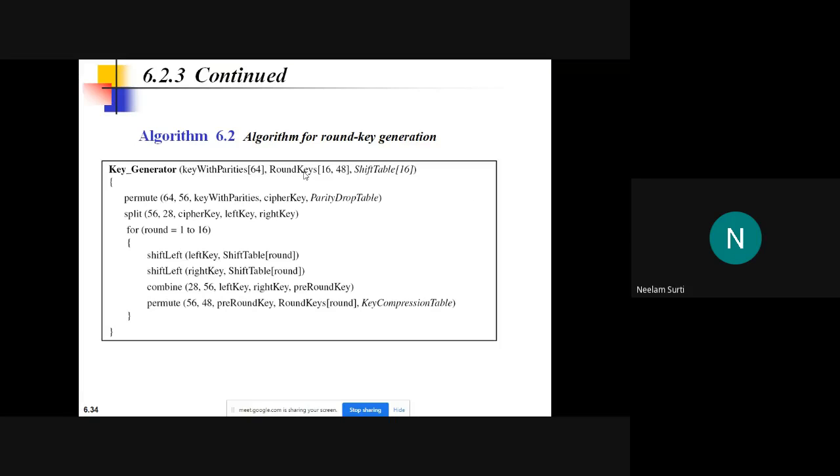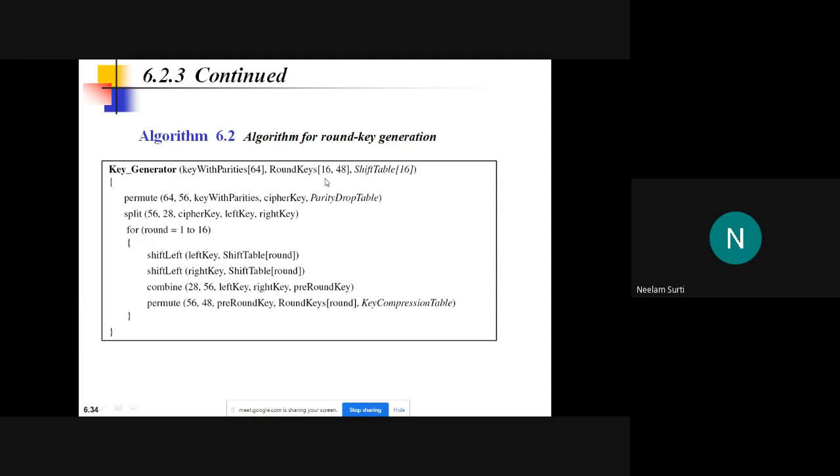Now this is the algorithm. Again, what we have seen in the pseudocode for plain text conversion, that you have the round function, the mixer function, the swapper function. So in the algorithm for round key generation, the sub key generator, you have a 64 bit input to the algorithm. Then you have the round keys, 16 of 48 bits. So there are 16 rounds, and the key that has to be generated is of 48 bits. So these are nothing but bits.